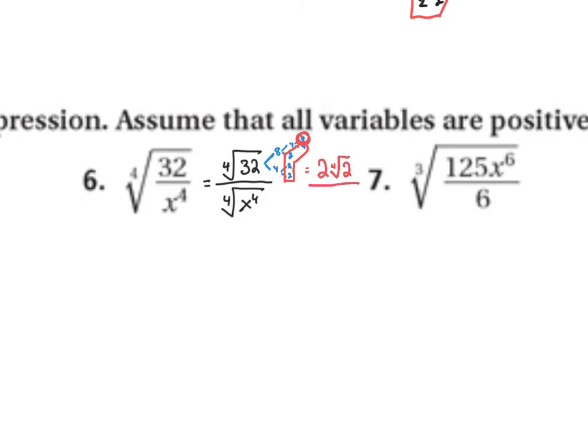Divided by x to the fourth. Well, that's x, x, x, x. I need a group of 4 in order to free it. Nope, so it looks like we're going to have an x on the bottom because it goes away. It's a perfect root. And that's it. And we got it.